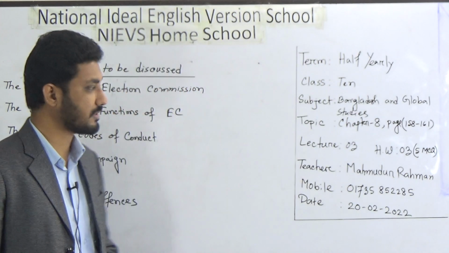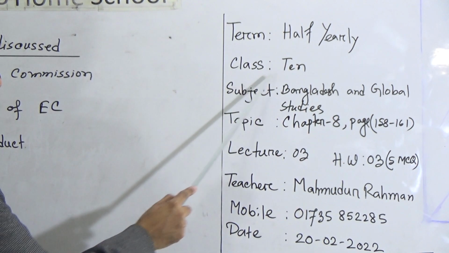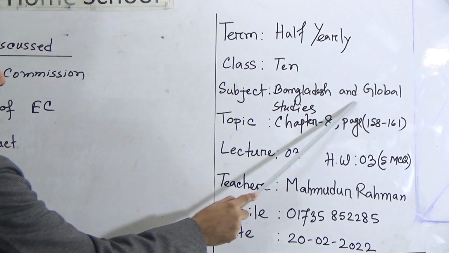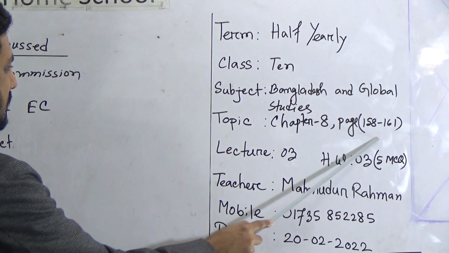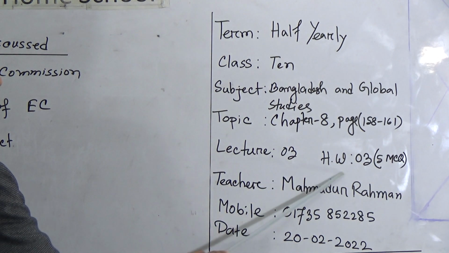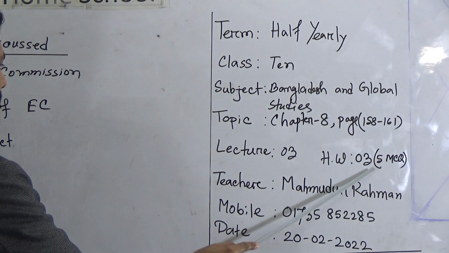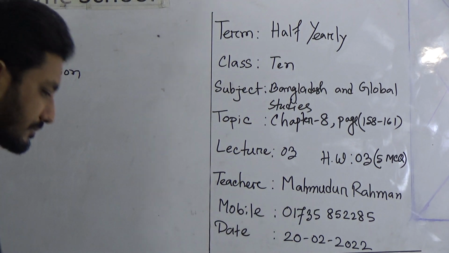Let's see the board at first. This is the class of your half yearly term, class 10, subject Bangladesh and Global Studies, chapter 8, pages 158 to 161. This is your lecture number 3 and your homework number also 3, and you will make 5 multiple choice questions from today's discussion. This is your teacher Mahmudur Rahman, and this is my phone number.